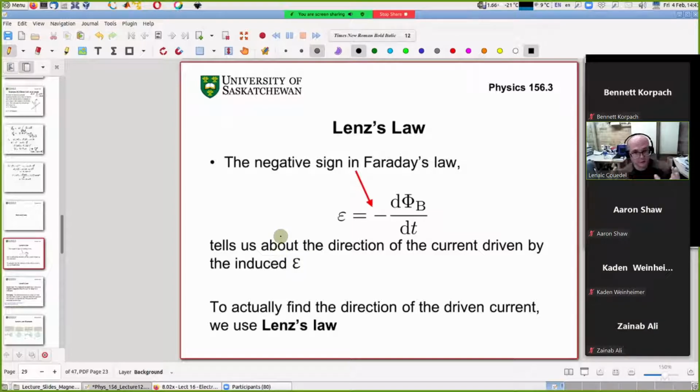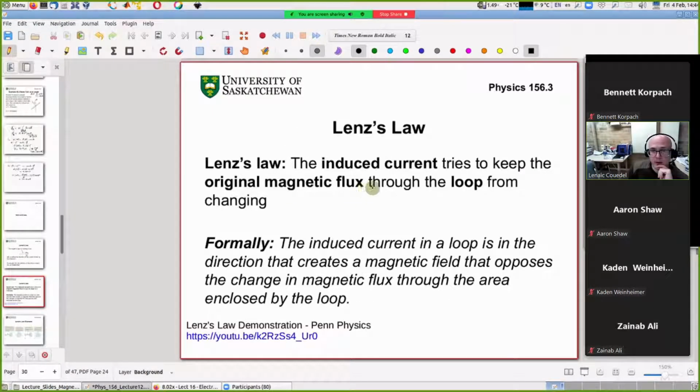So if in a wire, in a conductor, you have an electric field, so a difference of voltage between one end and the other, then you drive a current, okay? And this minus sign tells us in what direction we have the electric field, so therefore in what direction we drive the current. So Lenz's law states that the induced current tries to keep the original magnetic flux through the loop from changing. Okay, so you can rephrase this as the induced current in a loop is in the direction that creates a magnetic field that opposes the change in magnetic flux through the area enclosed by the loop.